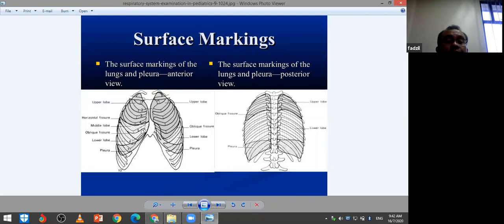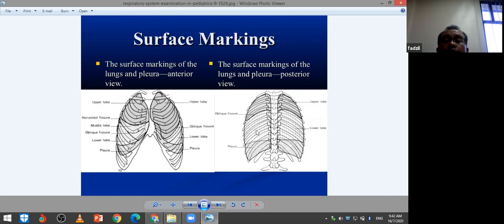Oblique fissure and fissure. You can see here this is where the upper lobe goes until the fourth, fifth. And later will be the middle lobe. And then 6, 7 will be the lower lobe. And after 7, usually 8 and below is just an empty cavity, which we need during inspiration.